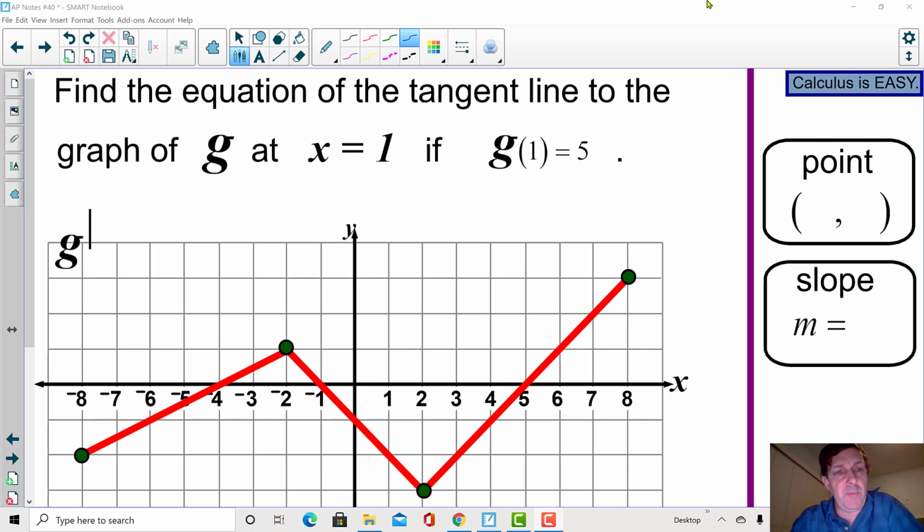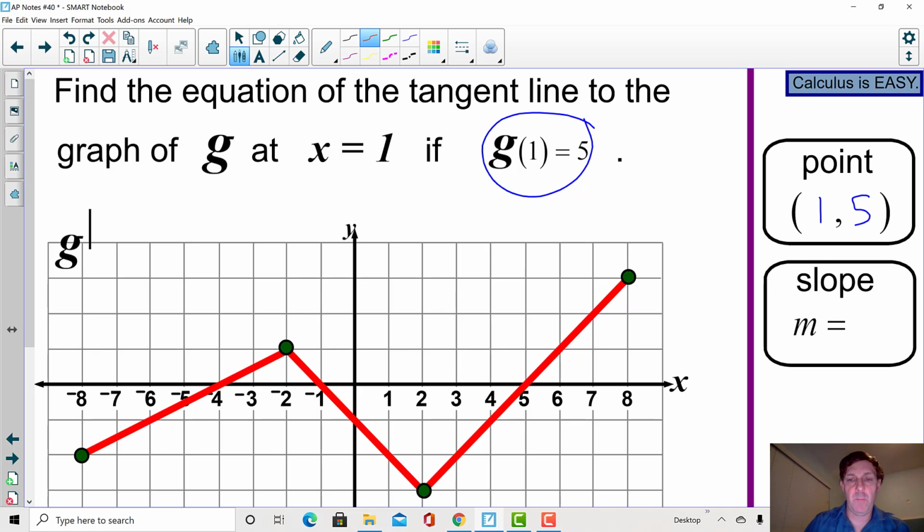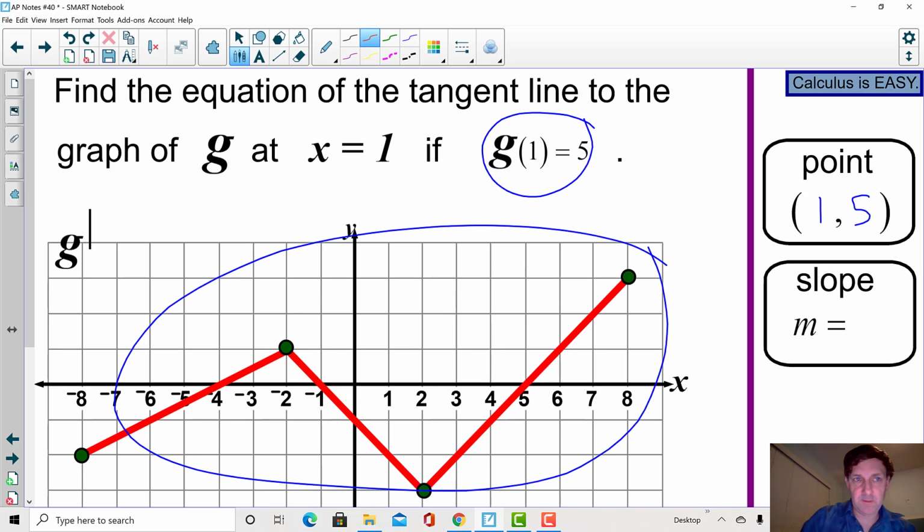Okay, this is the exact same problem. It looks like maybe part B or something like that. Remember, we renamed it from f to g prime. And now they want us to find the equation of the tangent line to the graph of g at x equals 1. They do give us a point. It says g of 1 is equal to 5. So that's our point. And then we're going to use this graph to figure out the slope.